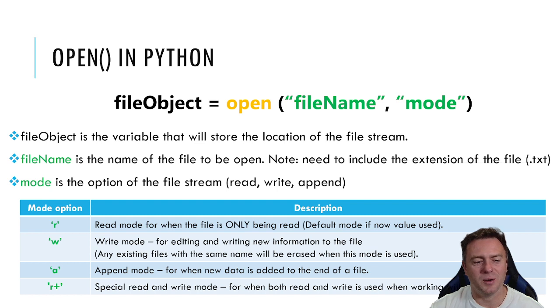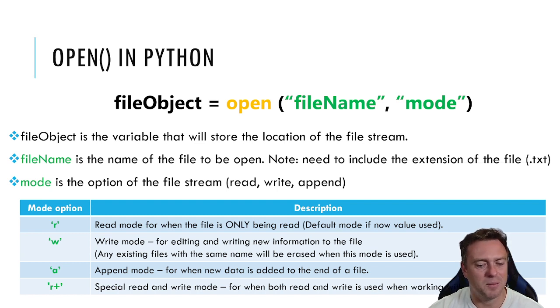So R means read, where you're only reading the file, so you can't do anything else. If you don't put this in, so if you just put the file name in, this is the default value. You can then put in W, which means write mode, basically for editing and writing new information to the file. Any existing files with the same name will be overwritten. So you'll basically Thanos them and click them out of oblivion.